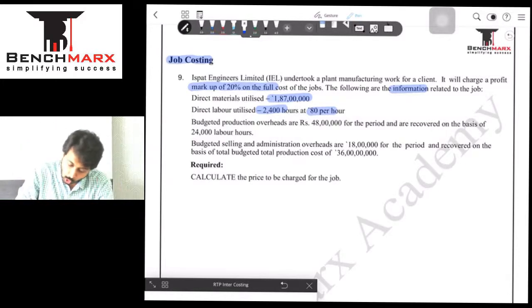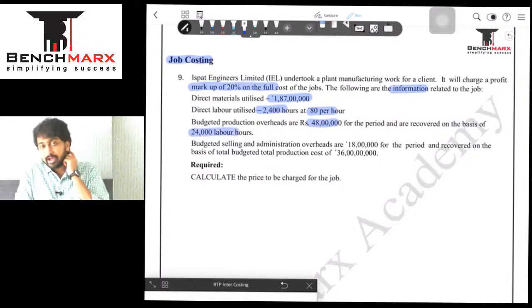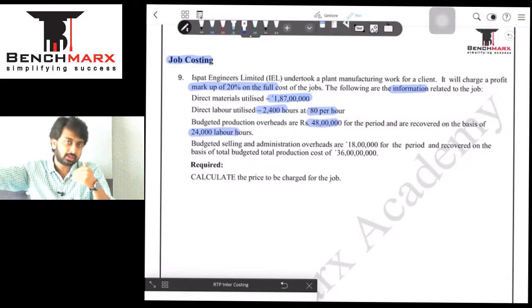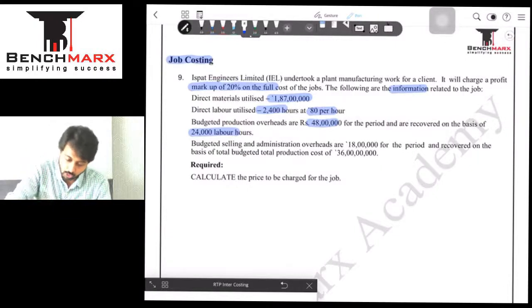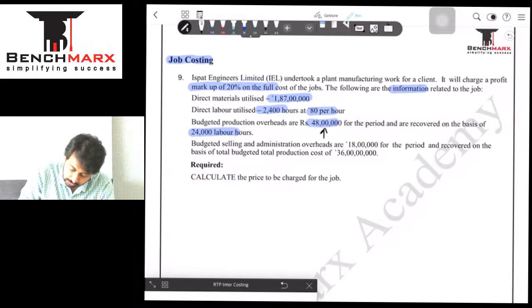Overheads is 48 lakhs for the period and recovered on the basis of so and so labor hours. Do I have to take my entire period's cost in this job only? No, because there are many other jobs that the company is doing. So I'll get the absorption rate using this data of 48 lakhs and 24,000 labor hours.